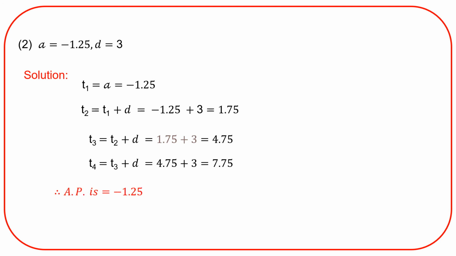Therefore, AP is minus 1.25, 1.75, 4.75, 7.75, and so on.